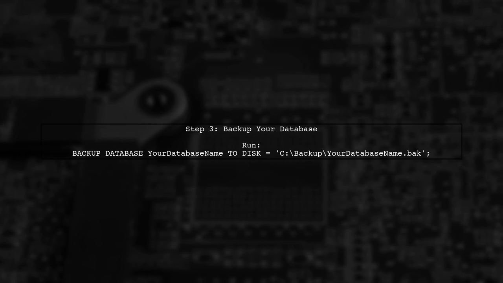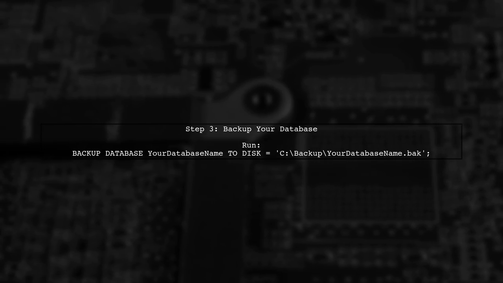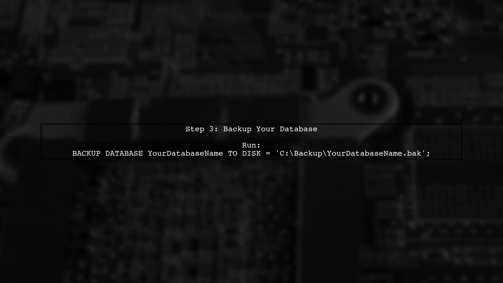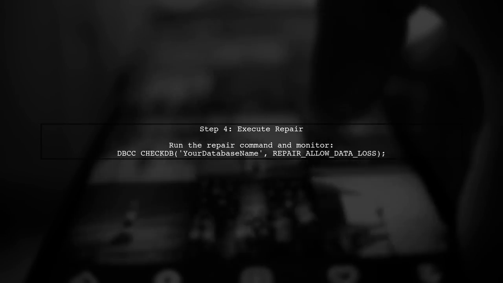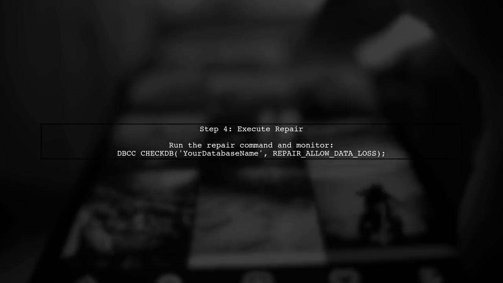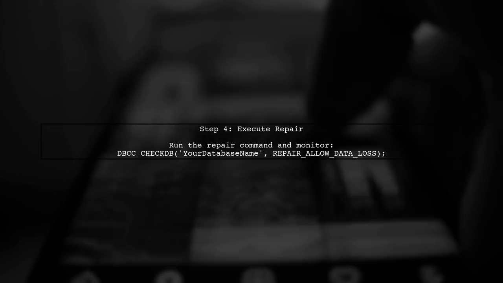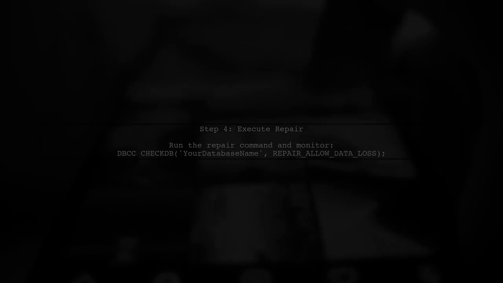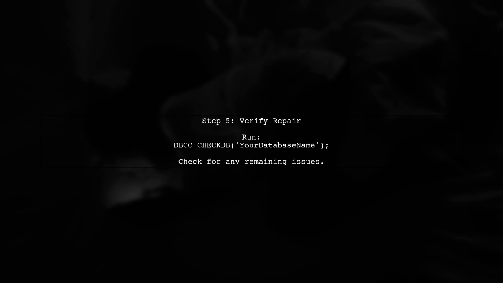Before proceeding with repairs, it's crucial to back up your database. This ensures you have a recovery point in case something goes wrong. After backing up, you can proceed with the repair command. Monitor the process and check the results after completion. Finally, once the repair is complete, run DBCC CHECKDB again to ensure that the corruption has been resolved.